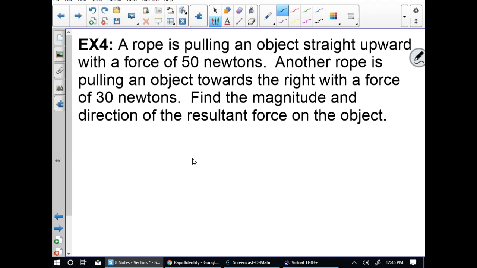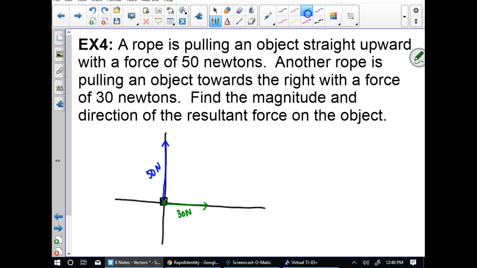So I always draw my little object right here at the origin. And I think these pictures are easiest to draw because it kind of makes sense. Here's your object, here's your rope that's connected to it, that's 50 newtons. And then here's the other rope attached to the object, pulling this way, and it's 30 newtons.